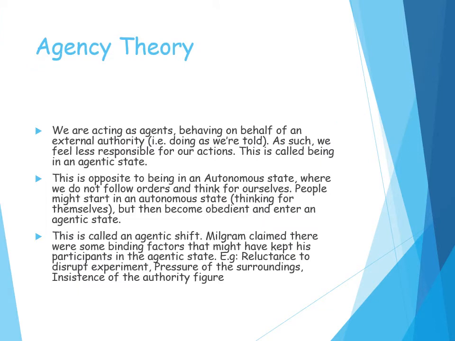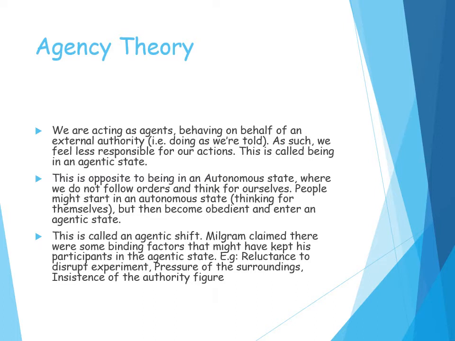So agency theory is where we are acting as agents on behalf of someone else. So we are doing as we are told. We feel less responsibility for our actions, and that is called being in the agentic state. So we are losing personal responsibility, we are being less in control of our behaviour, we are doing it on behalf of someone else. And that is the opposite of being in an autonomous state, where we do not follow orders and we think for ourselves.